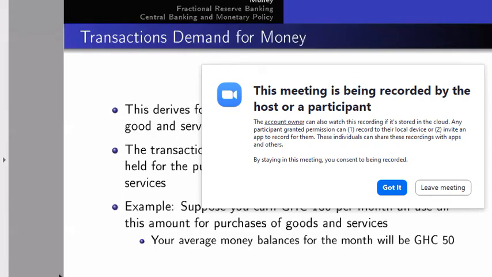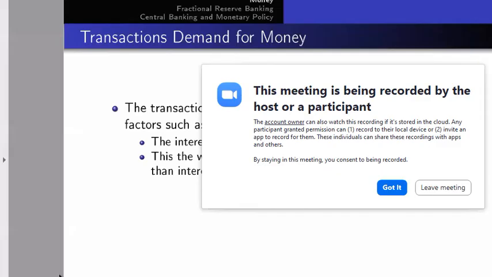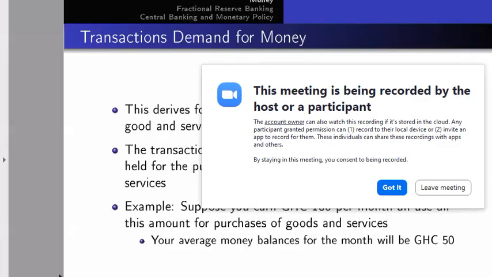So when we say transactional demand for money, it is the money that you want to hold to be able to make purchases. So the transactions demand for money is the amount of money held for the purposes of making transactions. So suppose you earn 100 cedis per month and you use all of this money to purchase goods and services. Then we say your average money balance for the month will become what? 50. Okay, it will be 50. Your average money balance for the month.